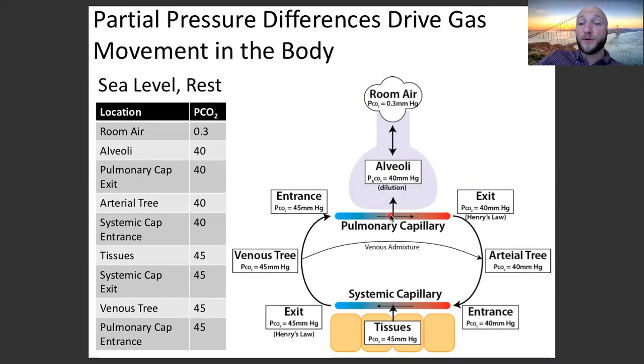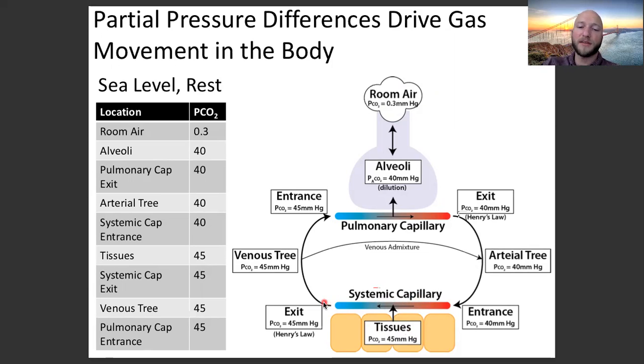Let's see how that story works with CO2. So we've talked about how blood as it leaves the pulmonary capillary is going to have a partial pressure of CO2 of about 40. It's going to flow through our circulatory system until it gets to our systemic capillaries. Our tissues are producing CO2. Our tissues have a CO2 partial pressure of 45. Systemic capillaries at the entrance have a partial pressure of 40. CO2 is going to move from high partial pressure to low partial pressure in our systemic capillaries.